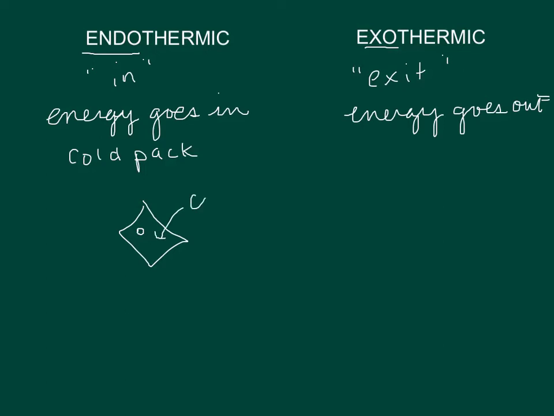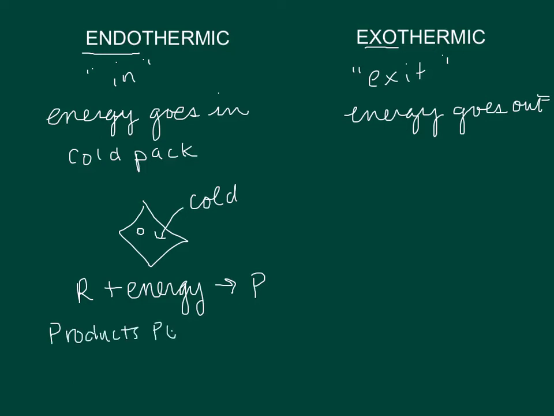Why does it get cold? Well, it gets cold because the reactants absorb energy. In this case, it's kinetic energy from the outside surroundings. And it then stores that energy into the products. So the products now have greater potential energy than the reactants do. The products' potential energy is greater than the reactants' potential energy.